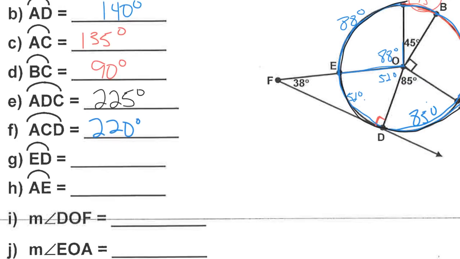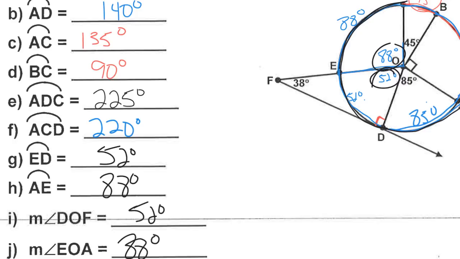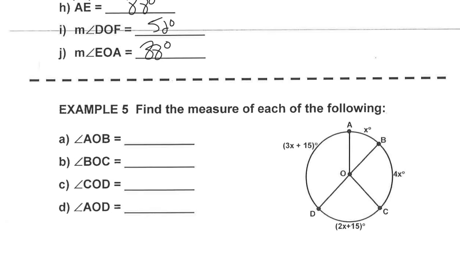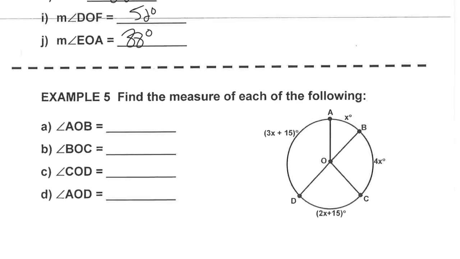Let's see, E to D, we already got it, 52 degrees. A to E, we already have that one, that's 88 degrees. Then it asks for those angles that we actually found. So angle DOF is the 52 degrees. It's right here. And then we have EOA, which we found to be 88 degrees. So guys, I like these, but you have to be careful. Fill it out. It'll help you out a lot. And so then the last one here, I'll kind of start you off because it's pretty easy after that.